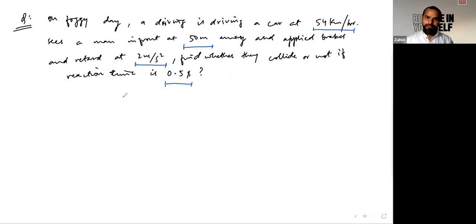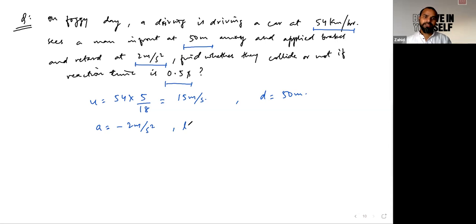Here we have u equal to 54 kilometer per hour multiplied by 5 by 18. So it becomes 15 meter per second. The initial separation is 50 meter, and the acceleration, which means retardation, is minus 2 meter per second square, and the reaction time is 0.5 second.